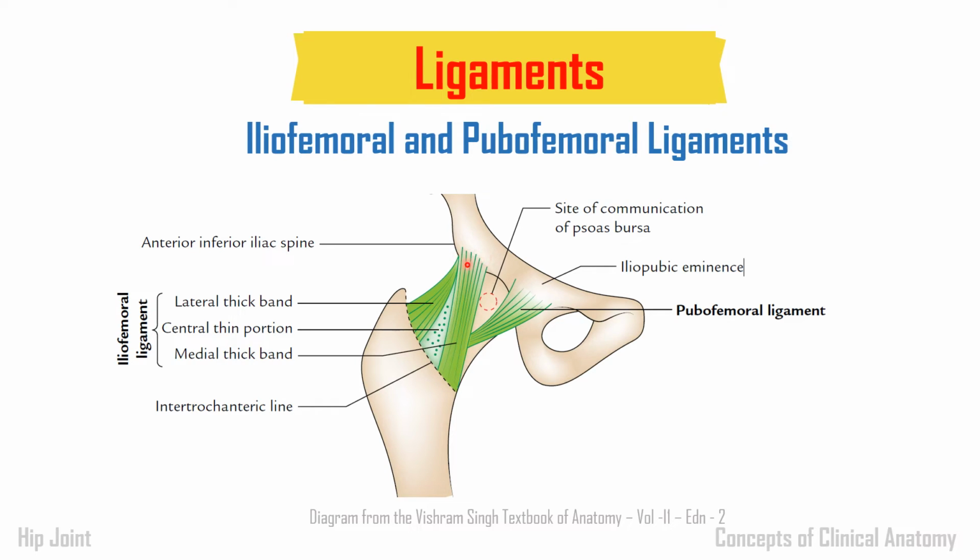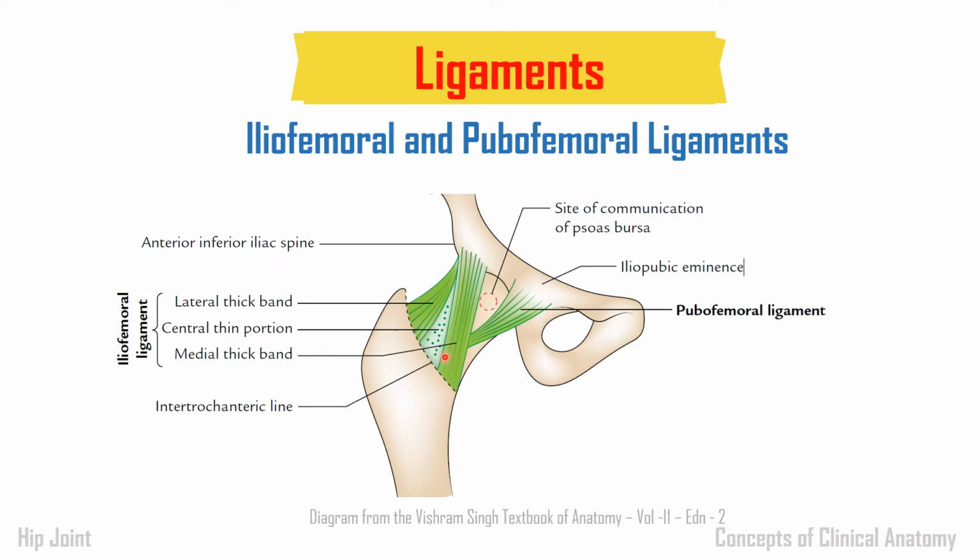So this iliofemoral ligament has the base and the apex. This is the base and here the apex. The apex is towards the anterior inferior iliac spine. So this is the inferior part of the anterior inferior iliac spine, and it also gets attachment from the region in between the anterior inferior iliac spine and the acetabulum. So from here it takes origin, and at the base it extends over the intertrochanteric line, which is blending with the joint capsule of the hip joint.